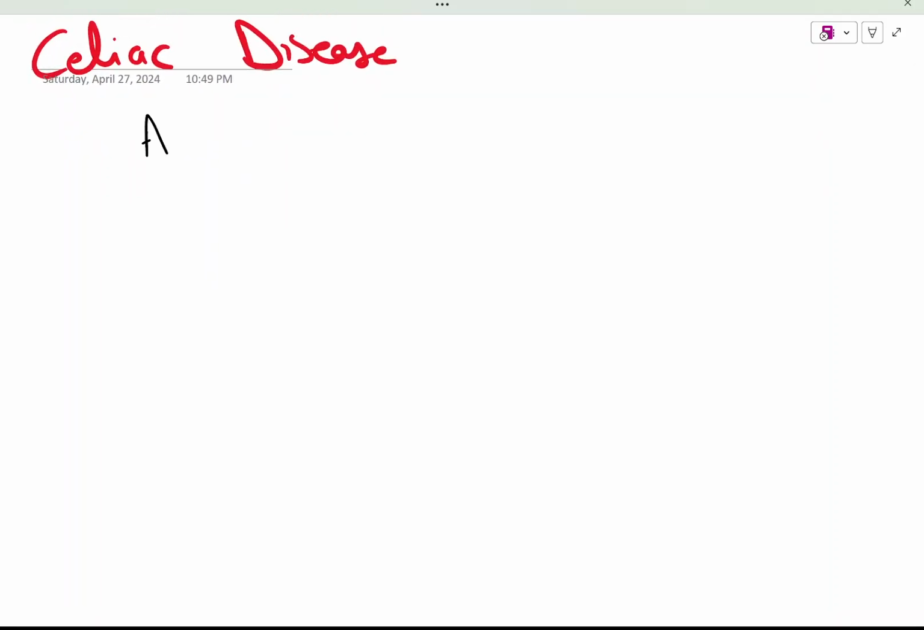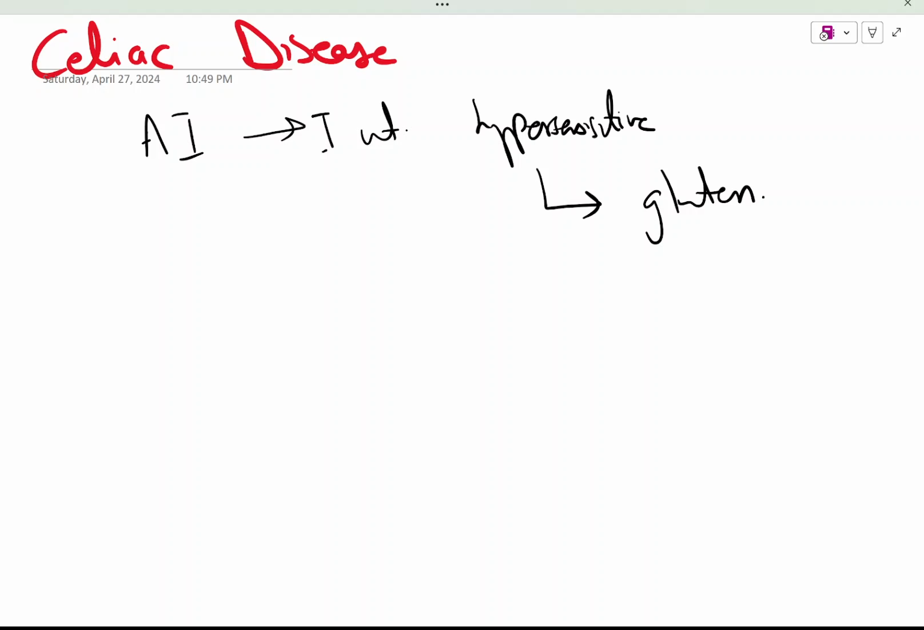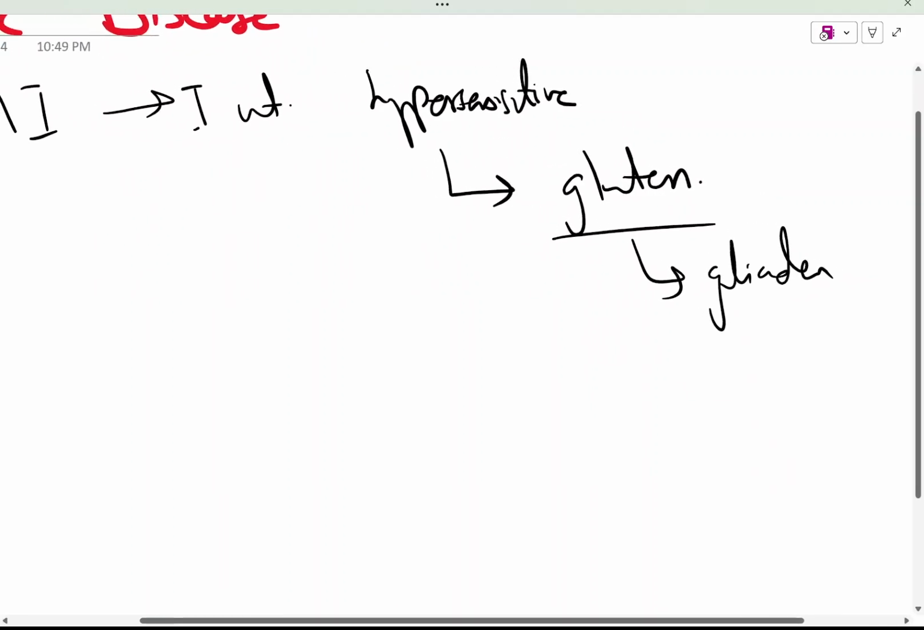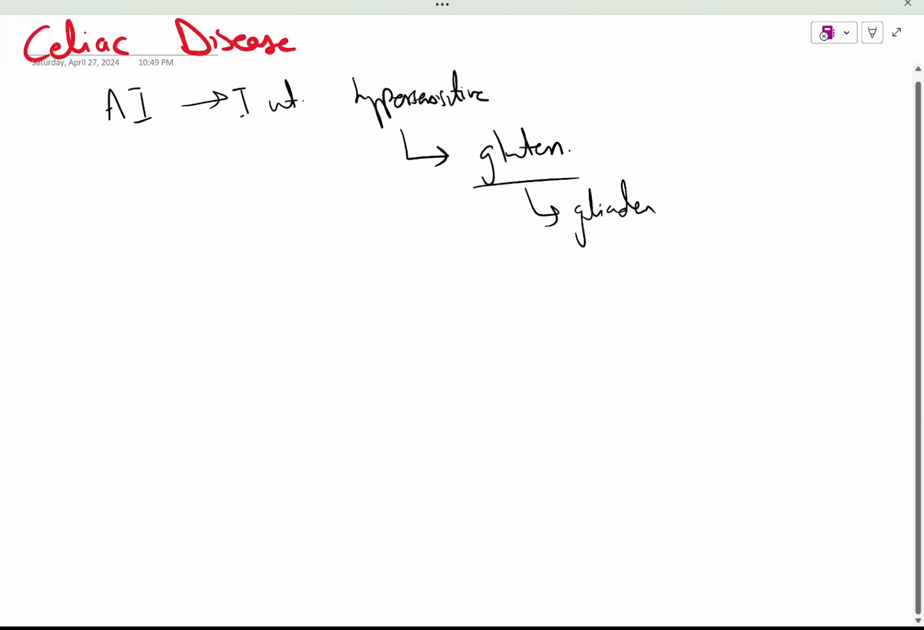It's an autoimmune disorder characterized by intestinal hypersensitivity. So hypersensitivity: first, the patient is sensitive to something, and there should be something. This something is gluten. I never remembered it as hypersensitive to gluten. I remembered it as hypersensitive to gliadin, which is present in gluten. So, an autoimmune disorder characterized by intestinal hypersensitivity to gluten, a grain protein.